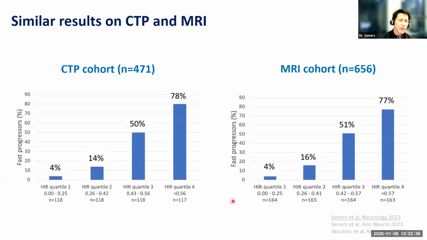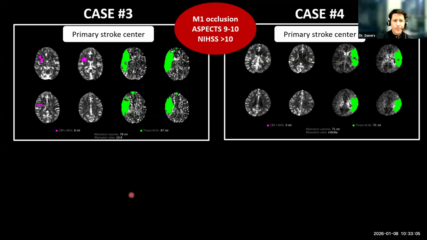But what is very nice with this biomarker is that we have extremely consistent results on CT and MRI. This has been shown in this study where we had a large cohort of patients with CTP, another one with MRI, and you can see that the results were exactly the same in the 2 cohorts. So the higher the HIR, the higher the rate of fast progression. So this tool can really be used regardless of the imaging modality.